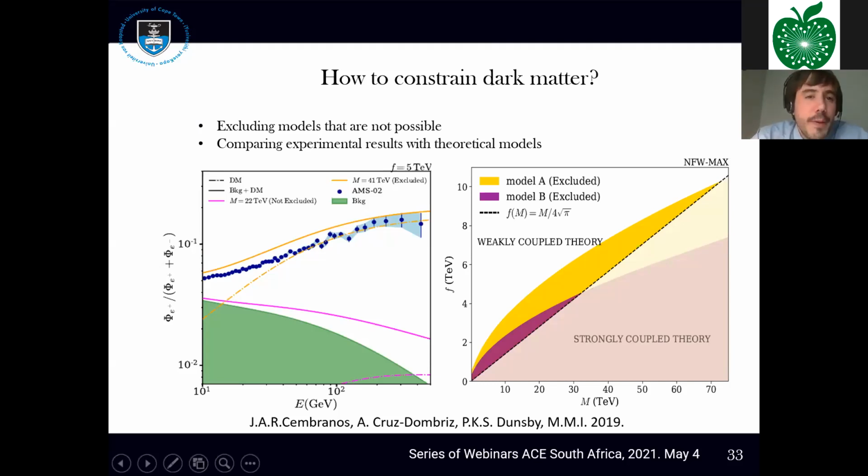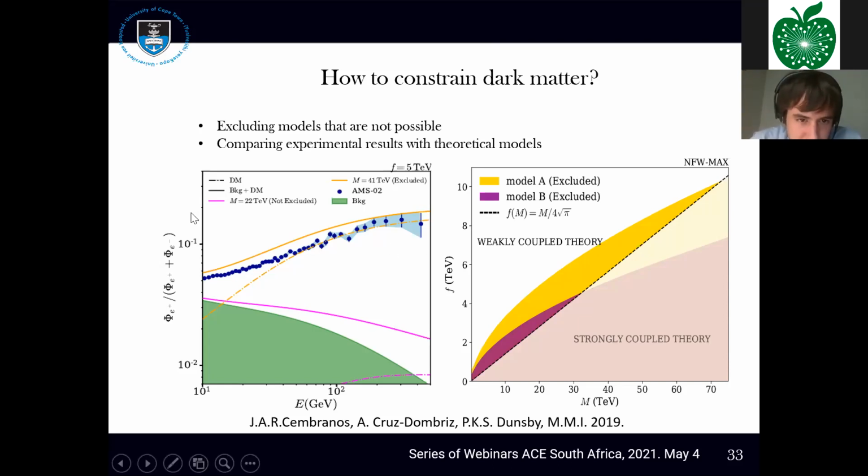Remember, we have the experimental data and also the theoretical prediction. And what we do basically is, we have many strategies to get some information about dark matter. So, for example, one of the ways I used during my thesis is excluding models that are not possible by the comparison of the experimental results with theoretical models.